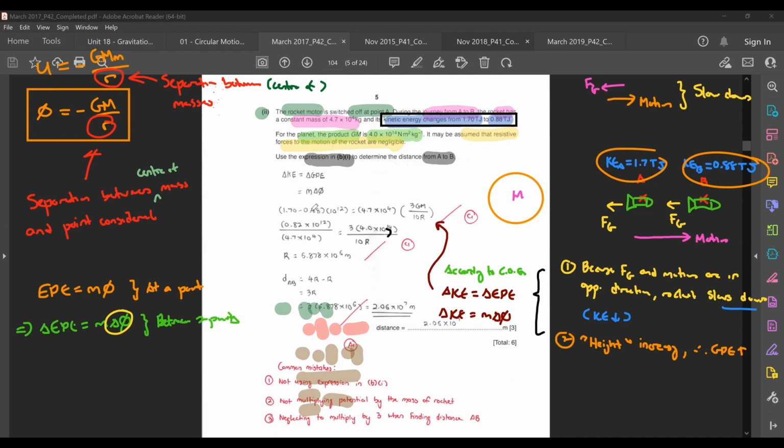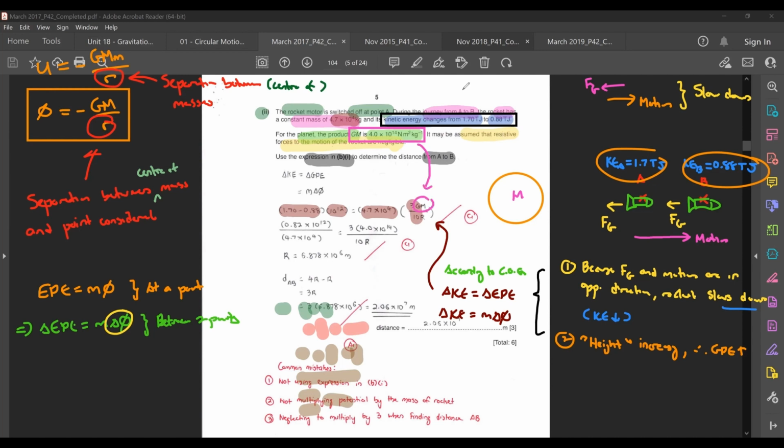For changes in K, take the higher energy value minus the lower energy value. So it's 1.7 minus 0.88 times 10 power 12 equals to the mass of 4.7 times 10 power 4 multiplied with my change in potential from the previous question, which is 3GM over 10R. Okay, and then after that, if you look at the things a bit further, they've already also told you what is the value of GM. GM is this value, so you can just sub in this value straight into here.